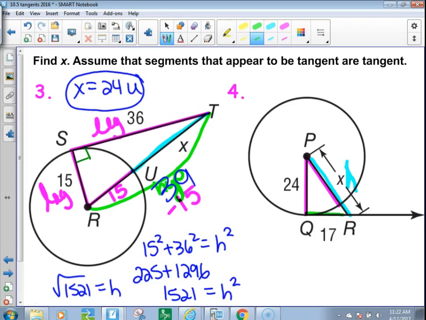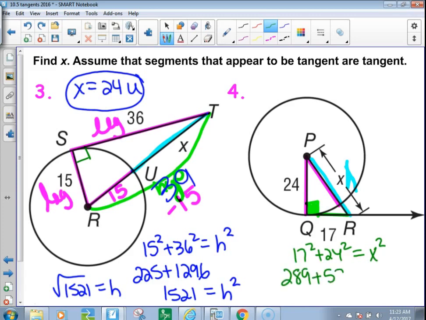Okay. So we got a right angle here. All right, so 17 squared plus 24 squared, add the legs and square them, equals x squared, or the hypotenuse squared, which is x in this case. It's 289 plus 576, 865. Is that what you told me? Take the square root. This one will be a decimal. Okay, 29.4 units.